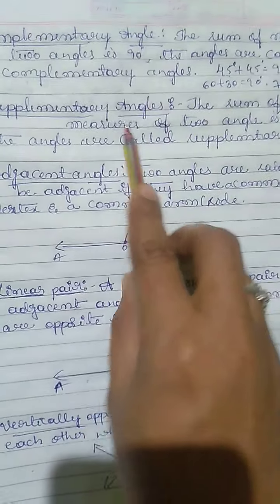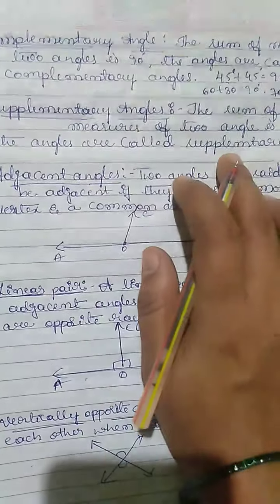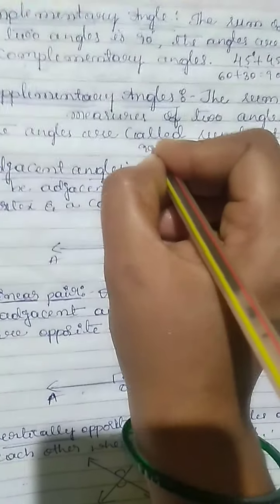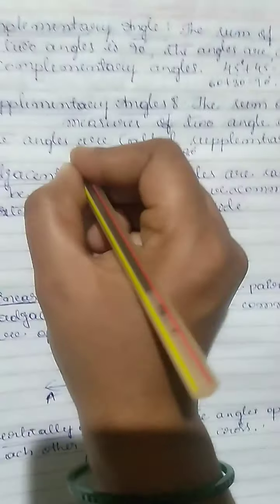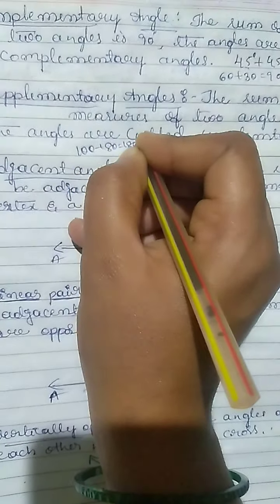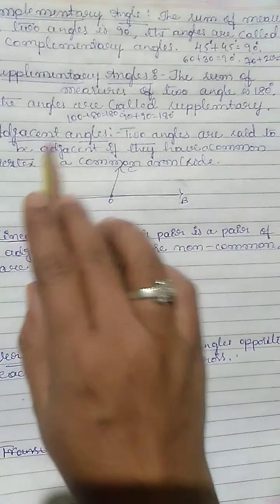Next, supplementary angles. The sum of the measures of two angles is 180 degrees. Then they are called supplementary angles. 90 plus 90, 180. 100 plus 80, 180. Supplementary angles.